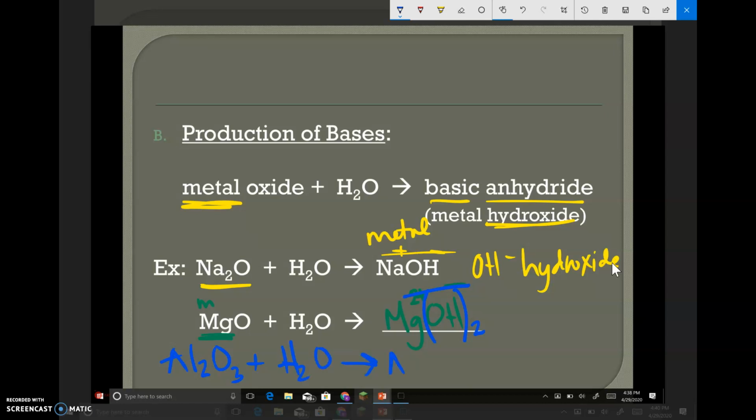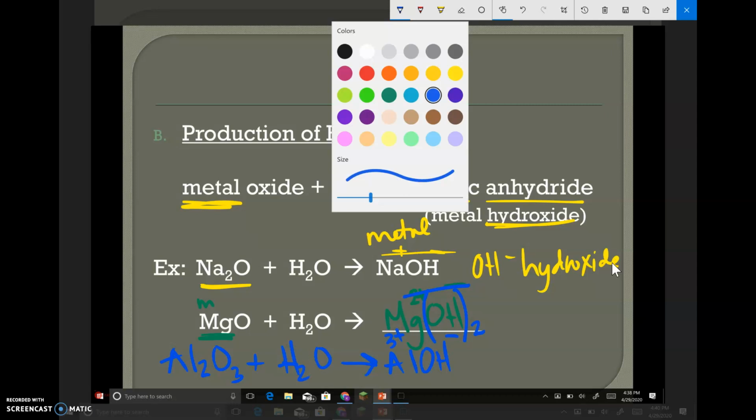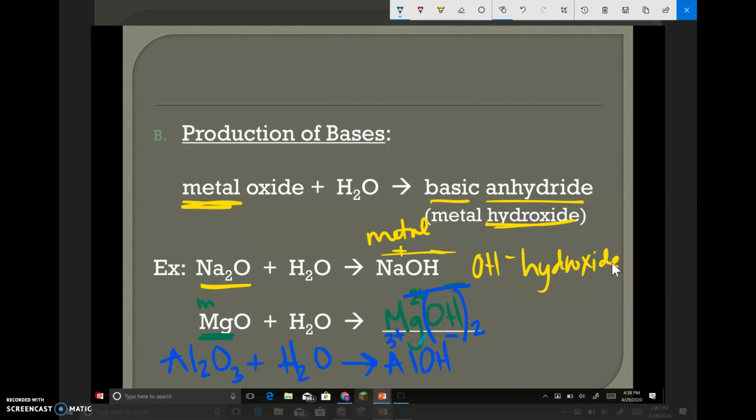So you're going to have aluminum. Aluminum has a +3 charge. Hydroxide has a -1 charge. Those charges do not cancel, so we're going to swap and drop and put the OH in parentheses with the 3 on the outside.